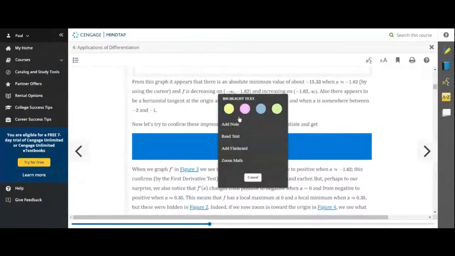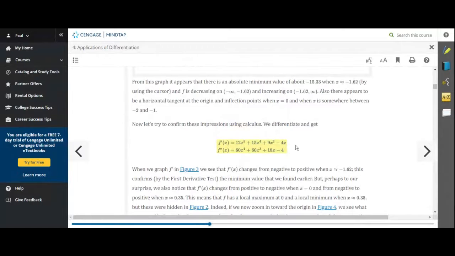You're going to take the first derivative, and there's your first derivative. F prime of x equals 12x to the fifth plus 15x to the fourth plus 9x squared minus 4x. You can factor an x out, but what's left doesn't factor nicely. The same goes for the second derivative: 60x to the fourth plus 60x cubed plus 18x minus 4. The second derivative does not factor nicely.